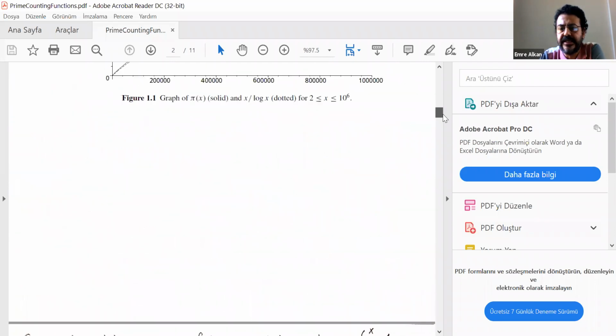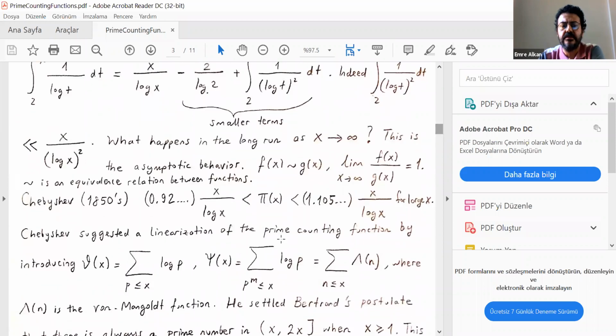Now, he suggested a linearization of the prime counting function. The function that we offered earlier is quite awkward. And he realized that a better function, namely theta of x, is one where you count the primes with weights. So he counted the primes with logarithmic weights. If you count them with log p as the weight, that's called the Chebyshev function theta. That's one function he introduced. And even better, he introduced psi of x, the other Chebyshev function, again with logarithmic weights, but now together with the primes, he also puts the prime powers.